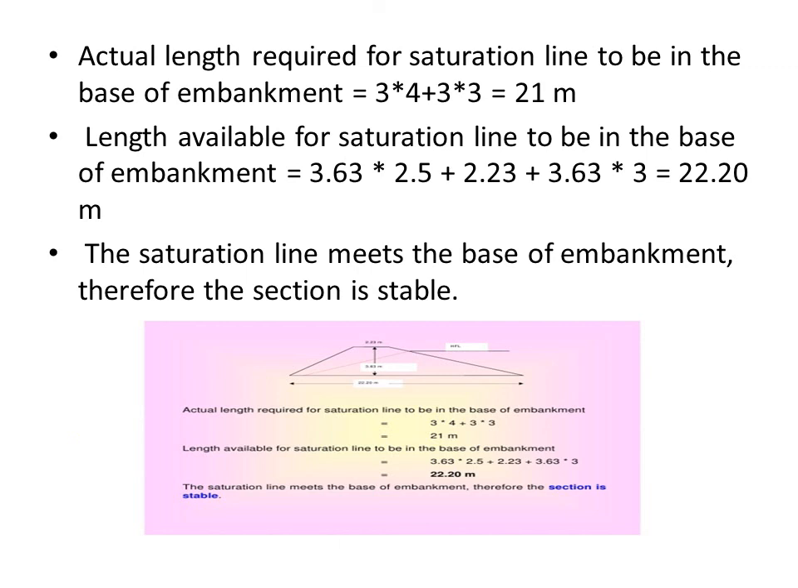So the actual length required for the saturation line to be in the base of the embankment is 21 meter. The length available for the saturation line to be in the base of the embankment is 22.2 meter. So hence the structure is safe. The saturation line meets the base of the embankment, therefore the section is stable. So you can see the details of the section as below.